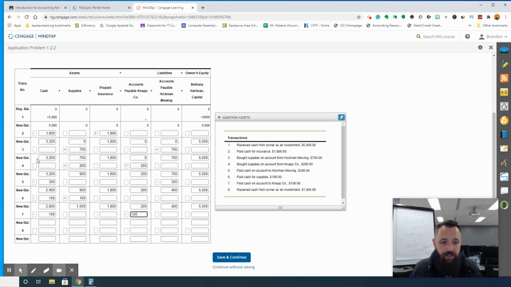So we have a minus on the left side of the accounting equation, a minus on the right side. Everything should balance. Let's recalculate our account balances here. So 2,800 minus 100 is 2,700. That 1,000 stays the same. 1,800 stays the same. 200 minus 100 will be 100. 400 and 5,000 just gets brought down. Okay, so when we look at this, we always talk about how numbers tell a story. So we can see even from these account balances, we owe $100 to Knapp Company. We owe $400 still to Hickman Mowing.